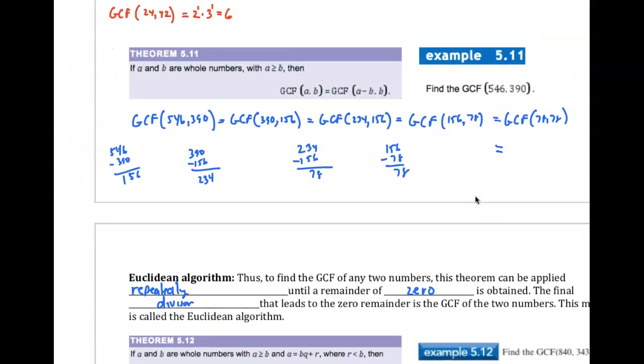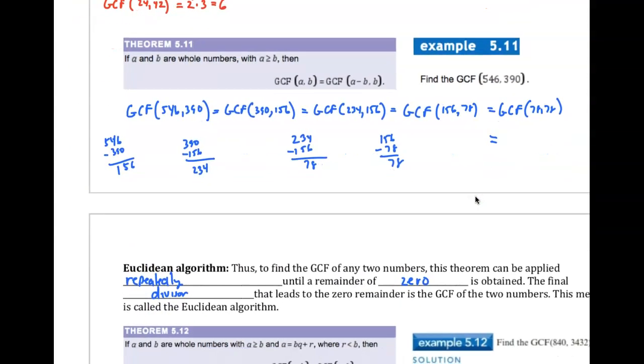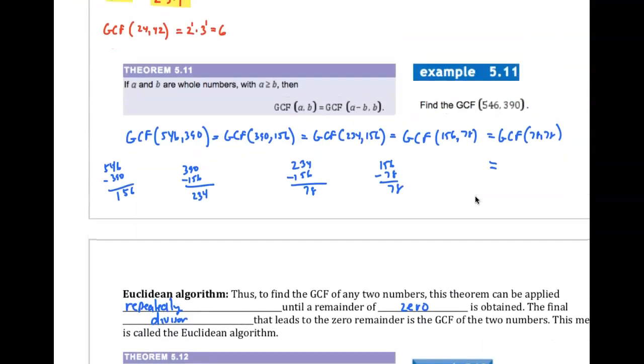Now, we have a kind of a cool technique here to find the GCF. I think I'll save that for another video.